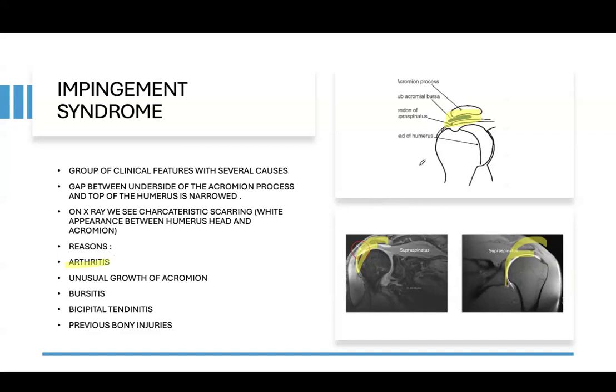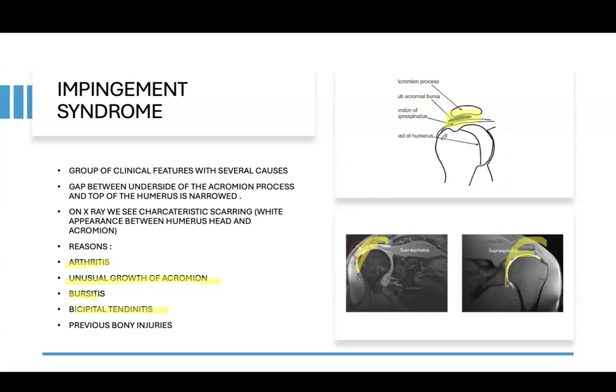If you have arthritis, you're going to have these bones coming closer together, and that would cause friction with the supraspinatus. You could have unusual growth of the acromion. So as I said, the acromion process could grow and compress. You could have bursitis. Remember, you have a subacromial bursa. So the subacromial bursa could be inflamed and it would compress all of the structures that are present within this narrow groove. You could have bicipital tendinitis.